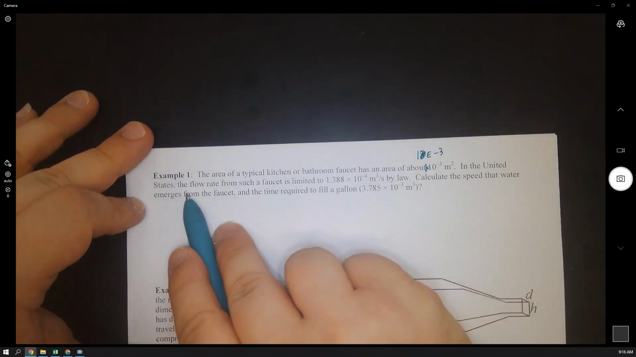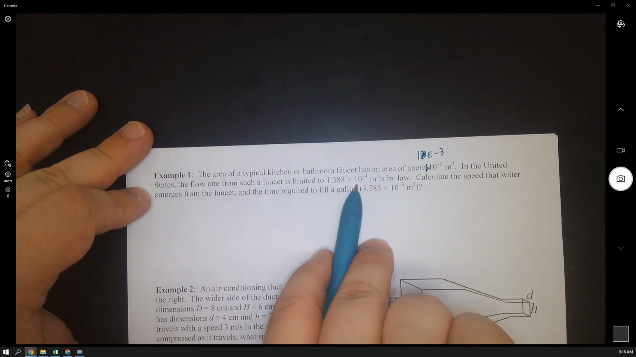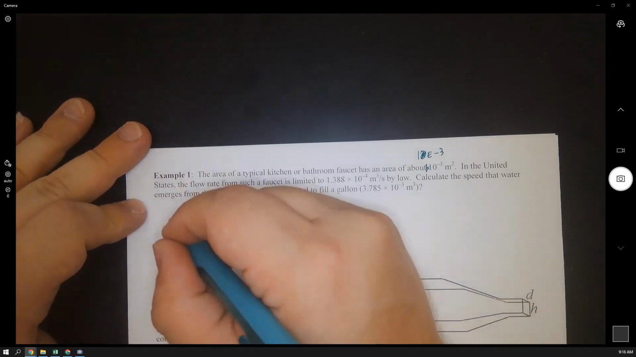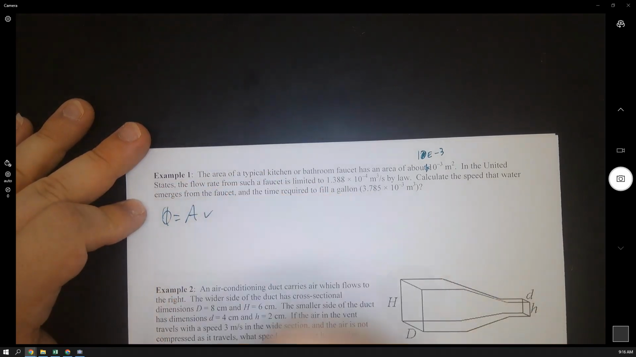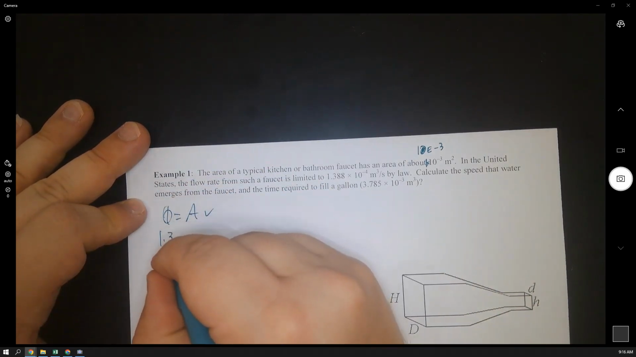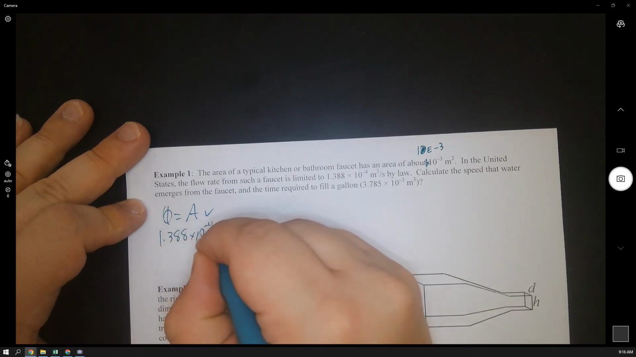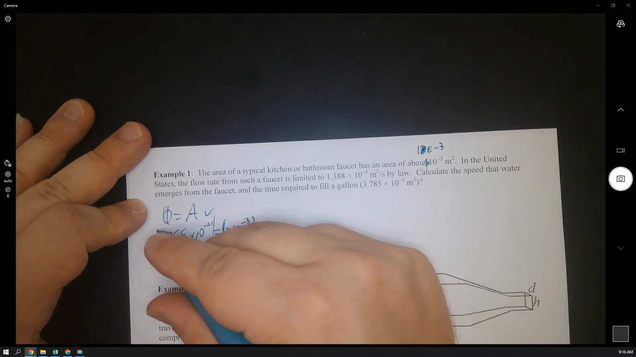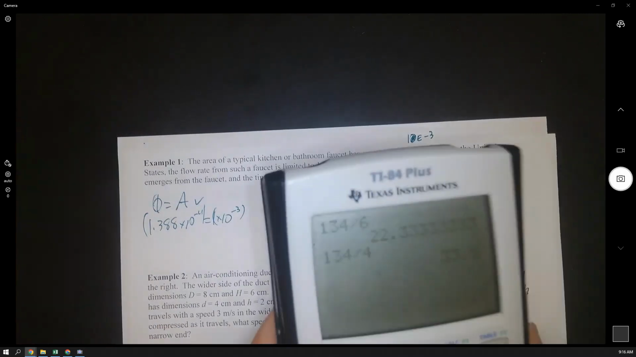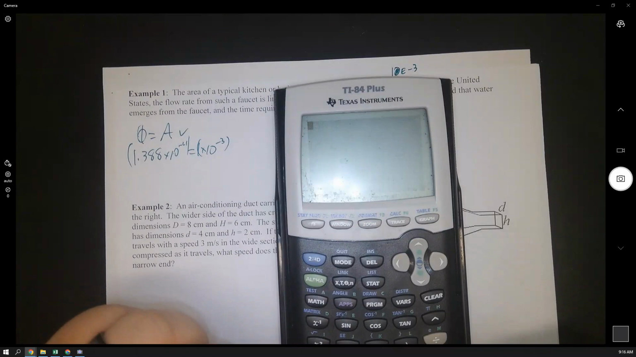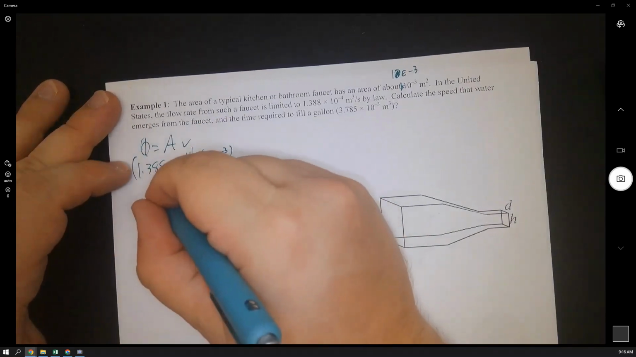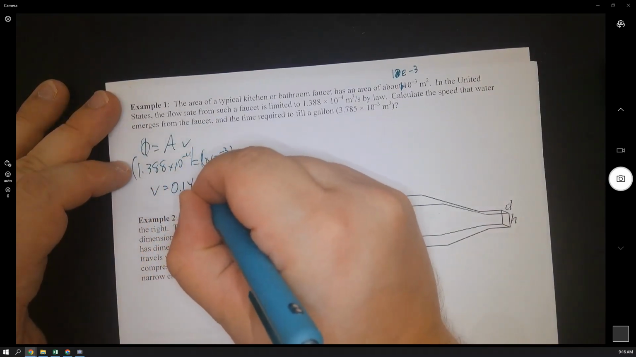In the United States, the flow rate from such a faucet is limited to this by law. Calculate the speed that the water emerges from the faucet. So flow rate equals area times velocity. The flow rate is 1.388 times 10 to the negative 4. The area is 1 times 10 to the negative 3. I'm just going to grab my calculator here, and I'm going to do 1.388 e negative 4 over 1 e negative 3, and that's basically a flow speed of 0.14, let's say, meters per second.